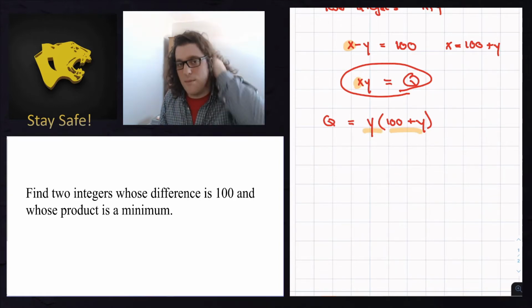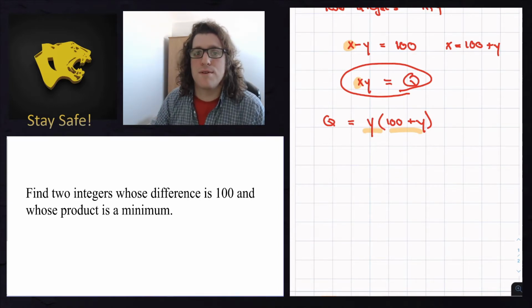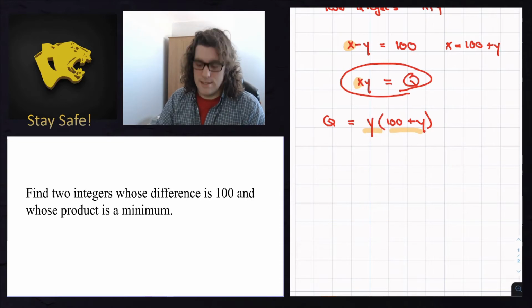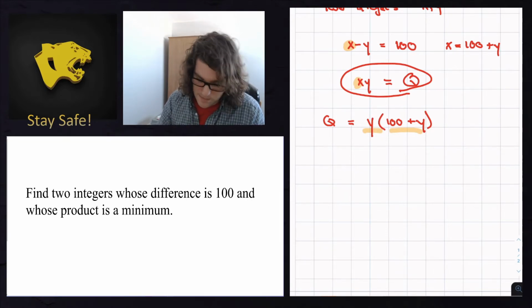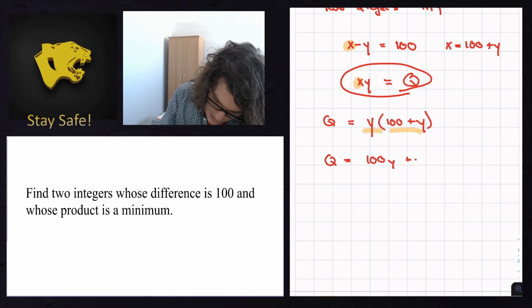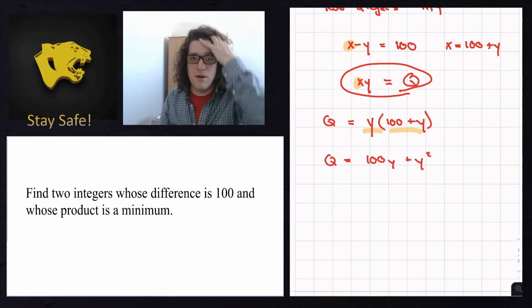So that means that my quantity is now described in terms of only a single variable. I could have selected x instead, and maybe I'll show you that in just a moment. But here we go, this is the quantity described in terms of a single variable. Now, I don't necessarily have to multiply that out, but I'm going to.